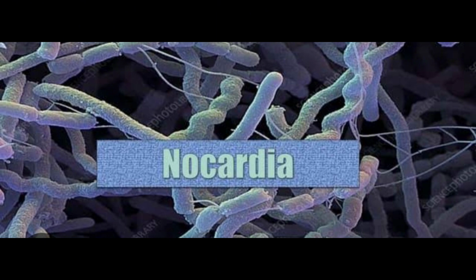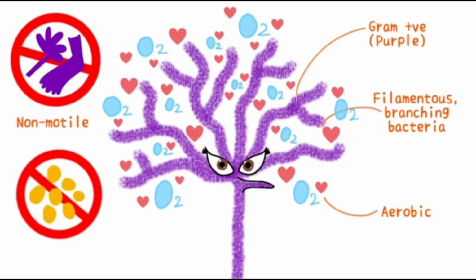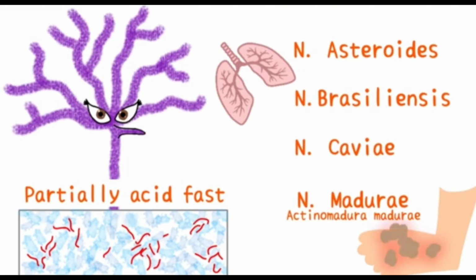Now comes Nocardia. Talking about Nocardia, it has similar properties as actinomycosis. It's forming branching filaments that are gram-positive, but the difference is it's an aerobic bacteria that loves oxygen. The other characteristics are the same. It's non-motile, non-spore forming. One very typical characteristic of Nocardia is the partial acid-fast property that is seen as red filaments in the ZN staining.